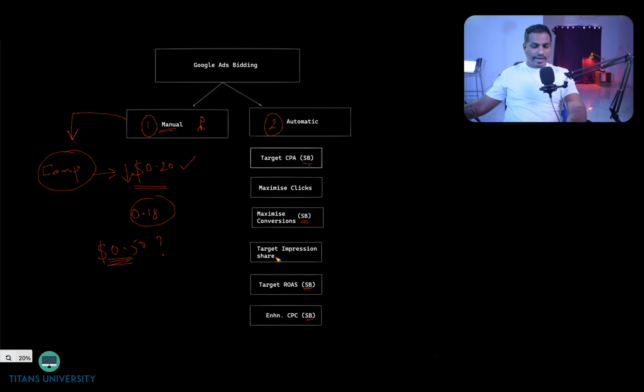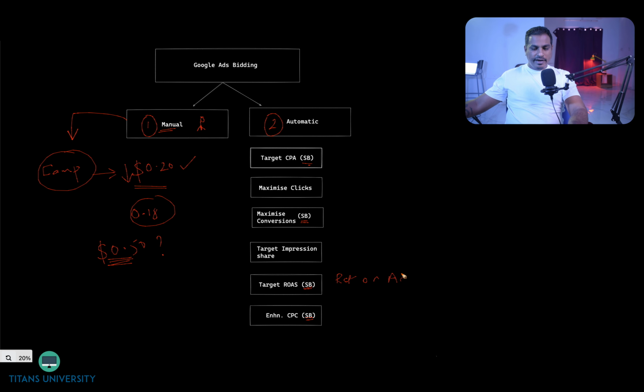Then you have target ROAS. ROAS stands for return on ad spend. So this basically stands for what your returns on your ad spends are. For example, if you're spending $5 and if you want a return of $10, so your ROAS is 200% because you exactly want twice the amount of money that you're spending. Now, if you're spending $5 and if you want $100, now that's 20 times, right? So that's 2000%.